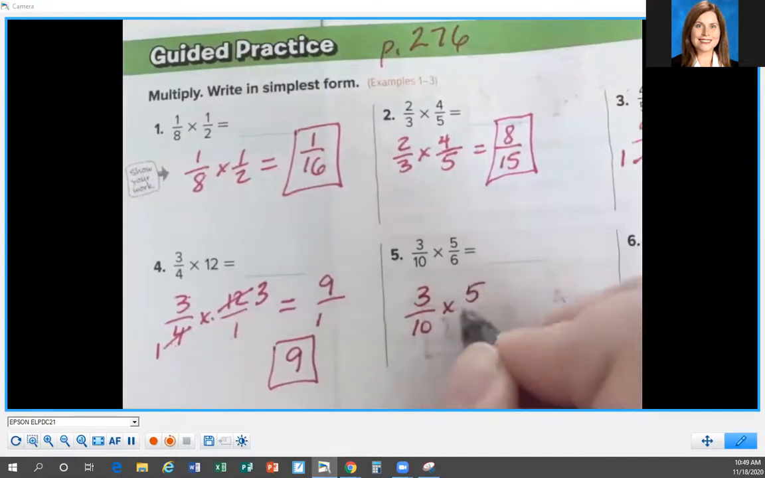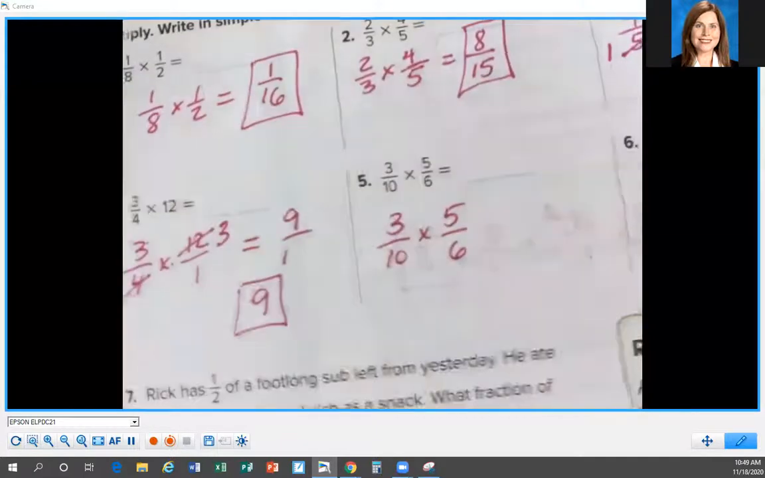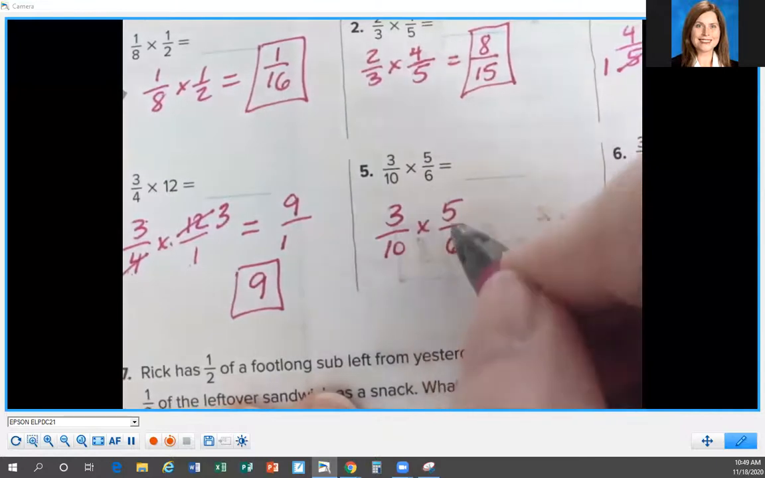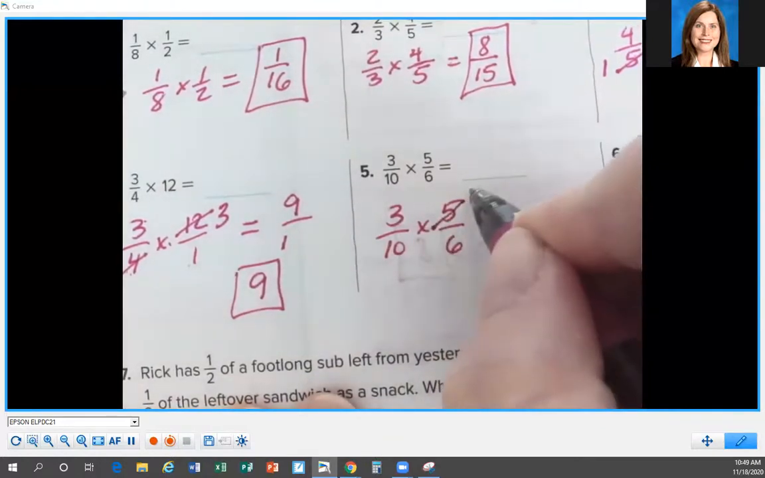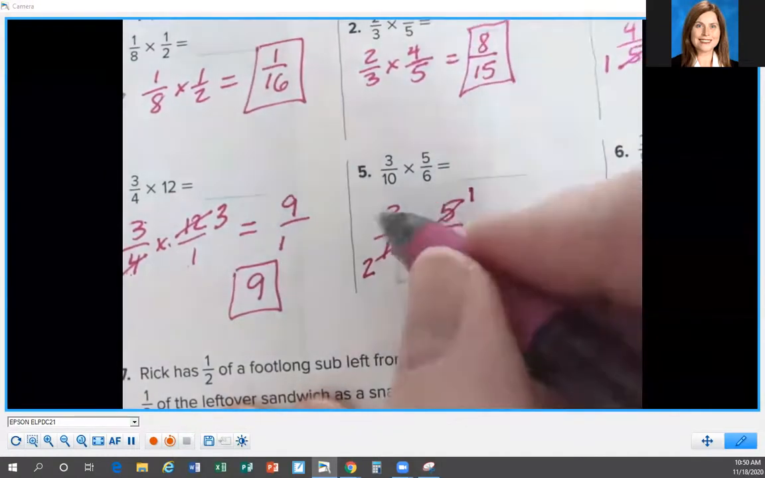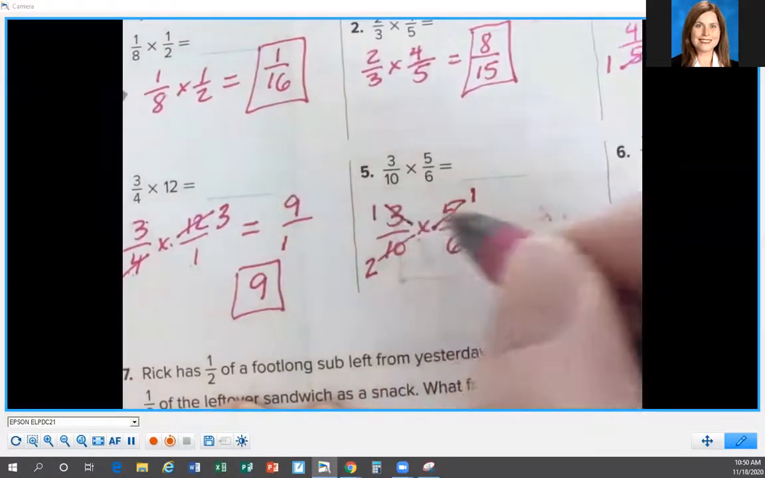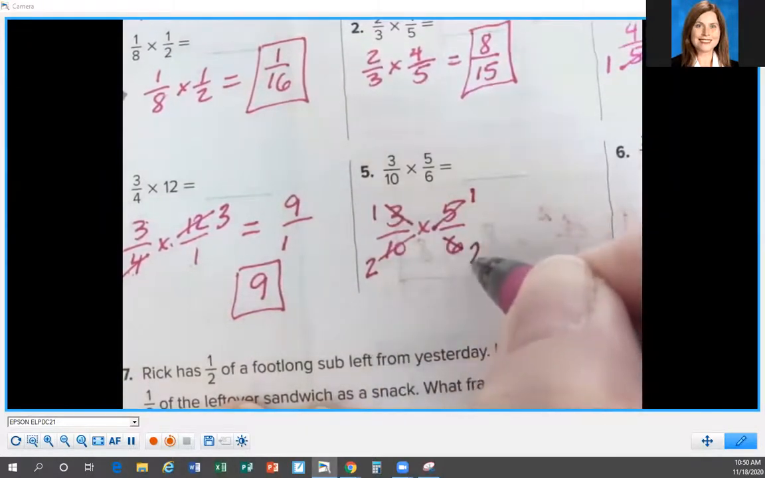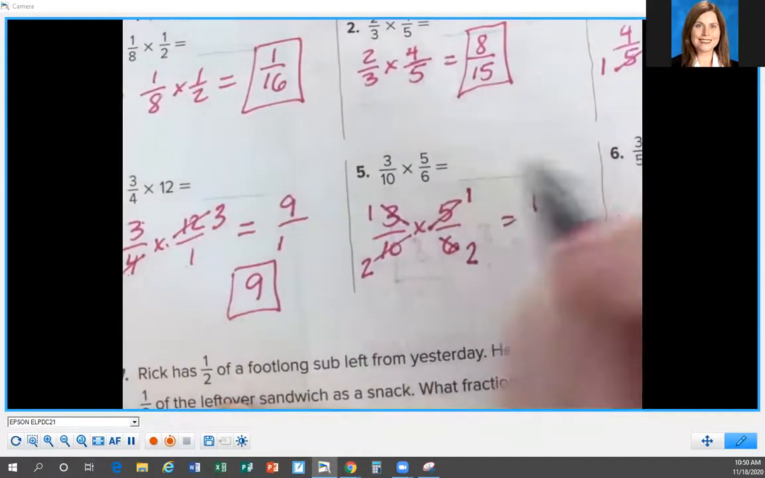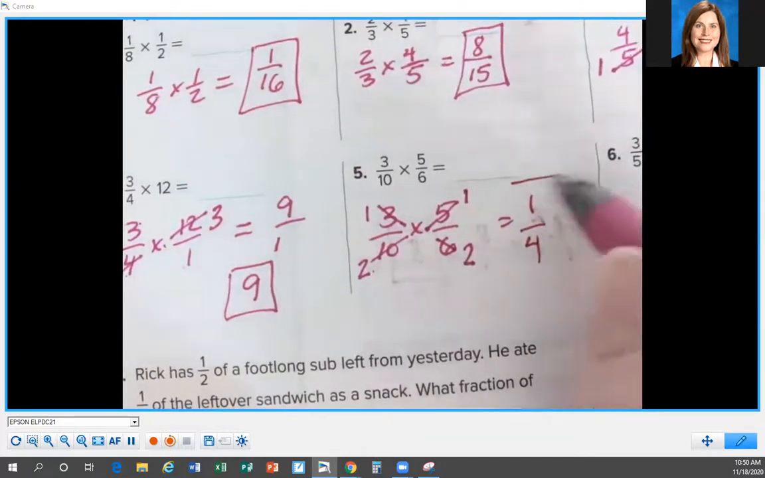3/10 times 5/6. So I want to check for cross canceling. 5 and 10 do have a common factor. They're both divisible by 5. 5 divided by 5 is 1. 10 divided by 5 is 2. 3 and 6 are both divisible by 3. 3 divided by 3 is 1. 6 divided by 3 is 2. Numerator times numerator is 1. Denominator times denominator is 4. So we get 1/4.